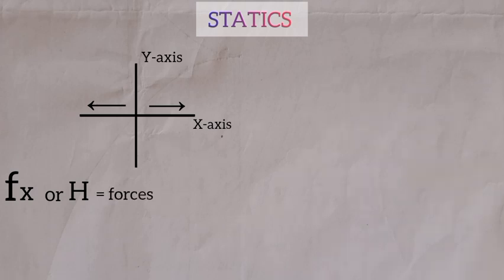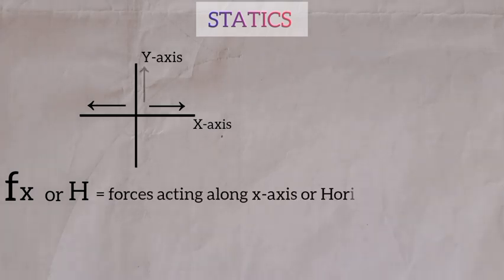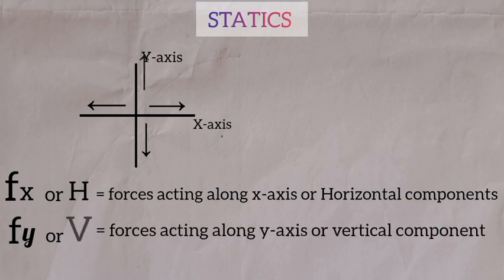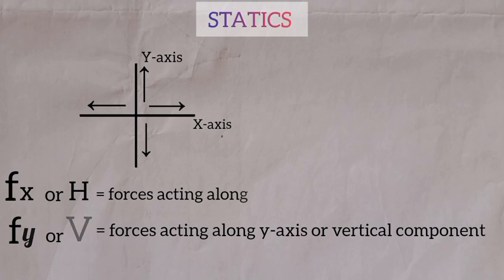Now, if the force is parallel to the y-axis, I mean the vertical force, either it is facing up or facing down, as long as it's standing parallel to the y-axis. When you say parallel, it means they will not meet at any point in infinity. You call this kind of force f of y, or you call them vertical component. So when you hear the word vertical component, it can be upward force or downward force. When you hear horizontal component, it can be forces acting towards the left or forces acting towards the right. Is that taken? Now let's move forward.